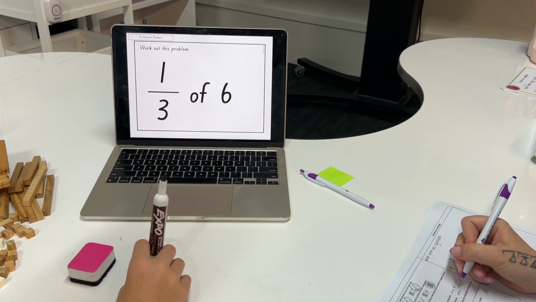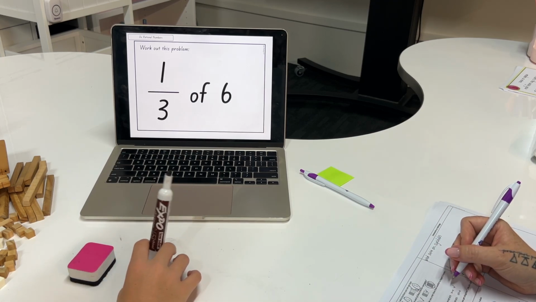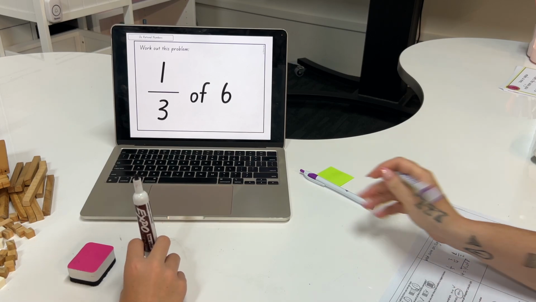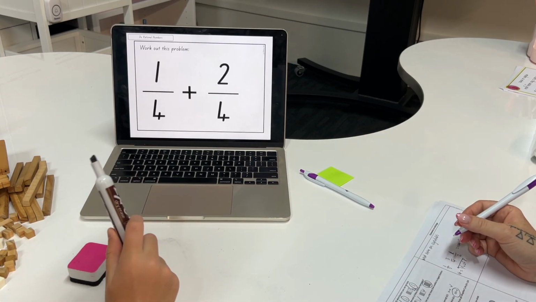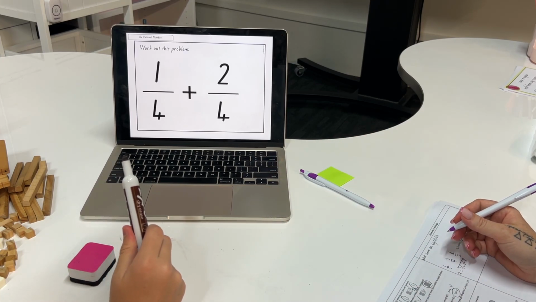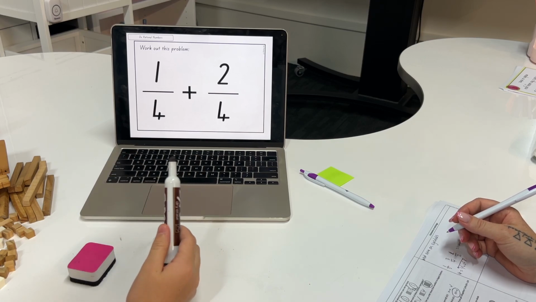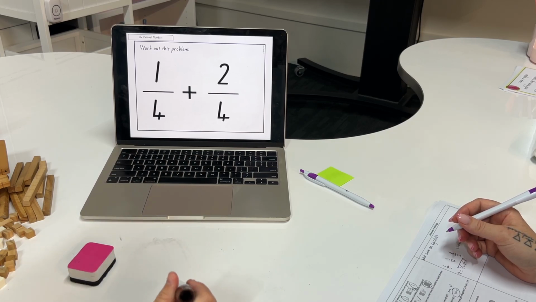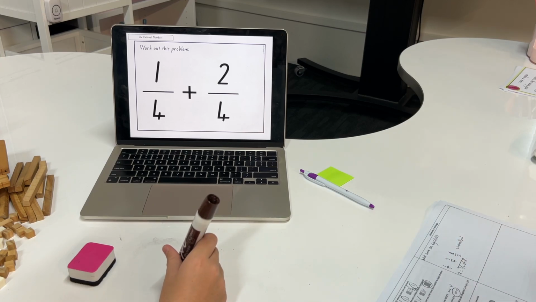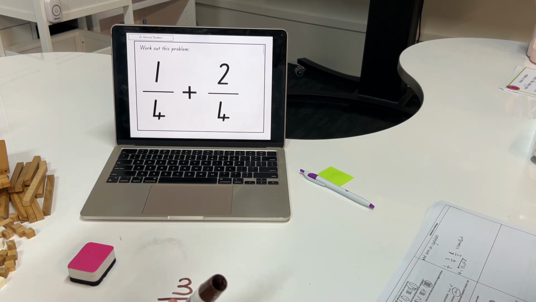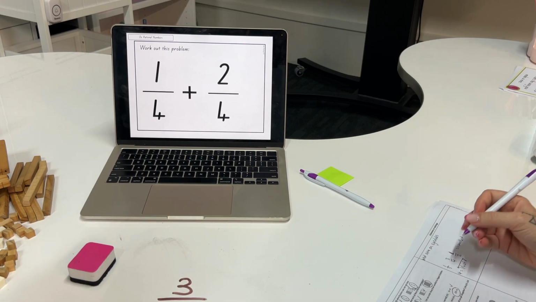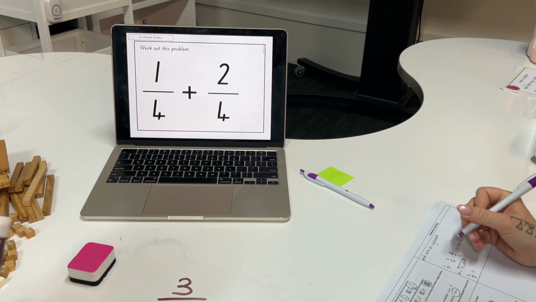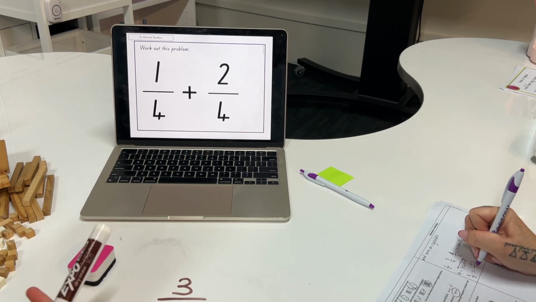I don't know. Not sure? I don't know. Okay. And then our last one here, oh, this one is 1/4 plus 2/4. So if you have 1/4 plus 2/4, how many quarters would that be all together? 3/8. Oh, how'd you get 3/8? Because 1 plus 2 is 3, and then 4 plus 4 is 8.